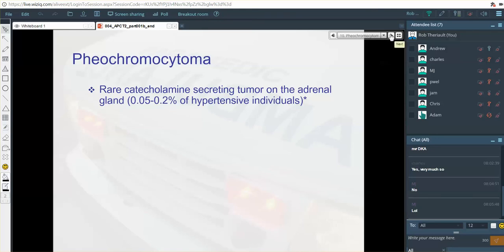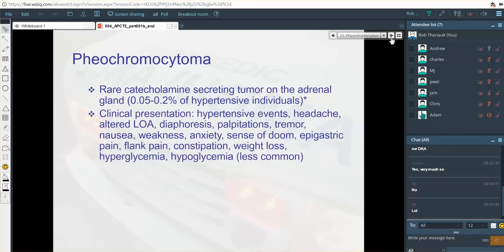It occurs in about 0.05 to 0.2% of hypertensive individuals. Clinically, though, they don't typically present hypoglycemic. Typically, they present with a hypertensive event or hypertensive event-like symptoms like headache, altered LOC. They have intermittent bouts of fight or flight responses, so they get diaphoretic, they have palpitations, tremors, nausea, weakness, anxiety, a sense of doom. Because you think about it, they're having these catecholamine releases, right?